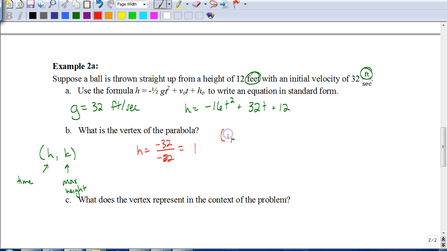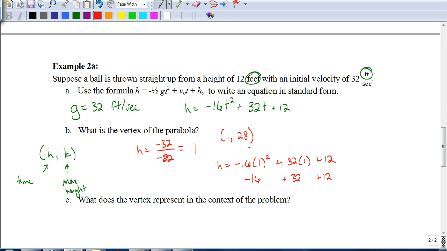So this means that after 1 second, this ball is going to reach its maximum height. Now I'm going to put 1 in there for t, so the height of the ball equals negative 16 times 1 squared plus 32 times 1 plus 12. 1 squared is 1, so that times negative 16 is still negative 16. This is still 32, plus 12. Negative 16 plus 32 is a positive 16, and 16 plus 12 is 28. So this is the vertex of the parabola.